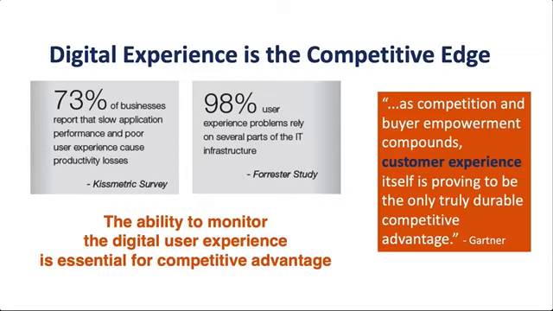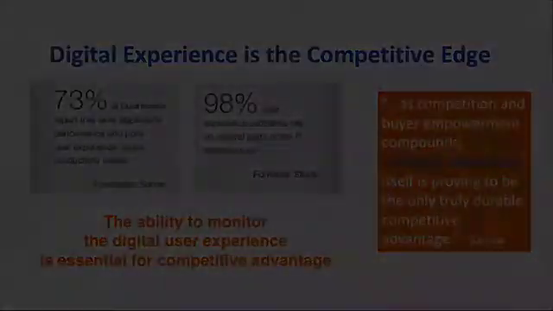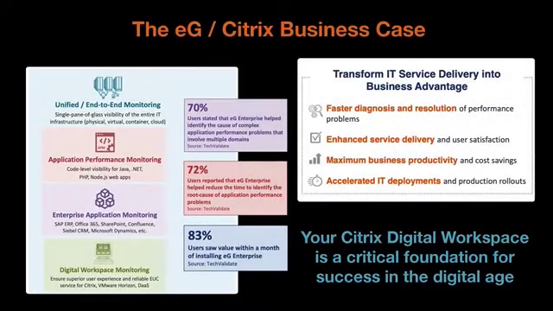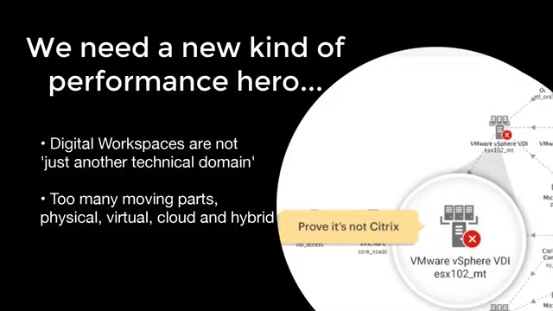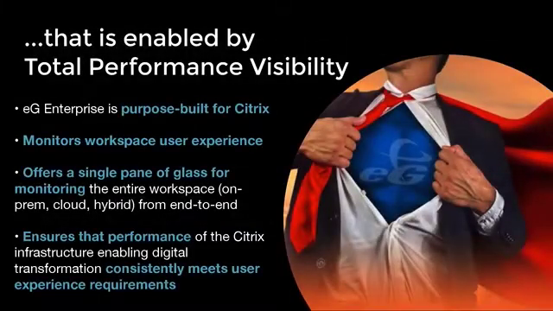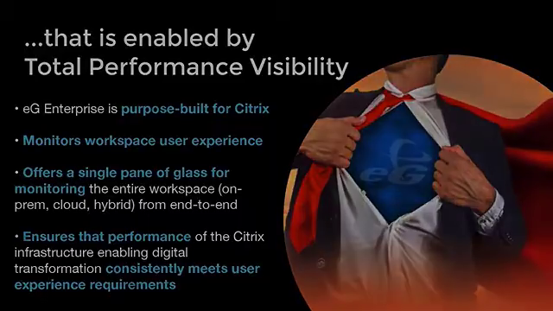A Forrester study found that almost all user experience problems relied on several parts of the IT infrastructure. We've independently verified that customers get rapid ROI on their investment in EG Enterprise, as well as significant improvements in their ability to proactively isolate performance issues. Customers can no longer afford to treat the digital workspace as just another technical silo. There's just too many moving parts to today's digital workspaces. The total performance visibility that EG Enterprise provides can enable a new kind of IT hero, someone that embraces transparency and moves your organization to proactive performance management.